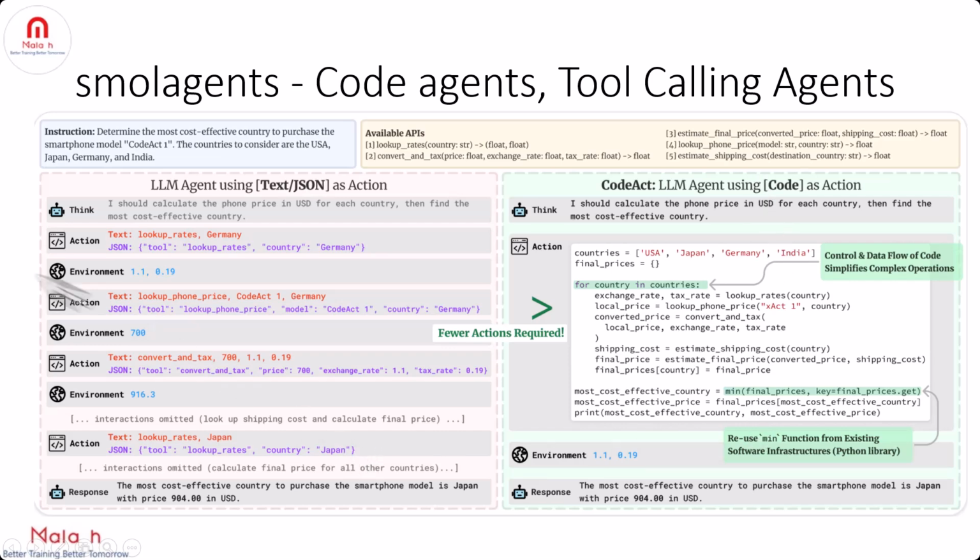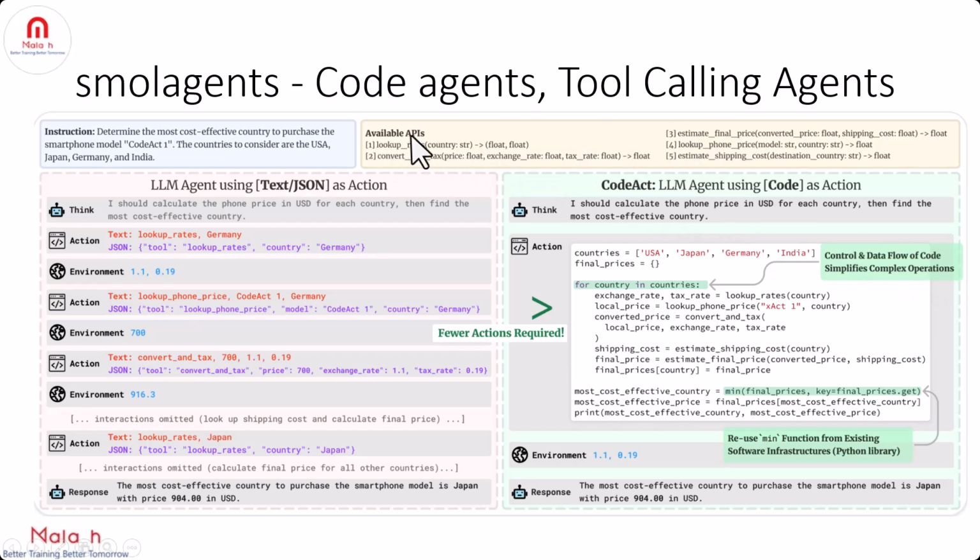For example, the agent's task is to determine the most cost-effective country to purchase the smartphone model, CodeAct 1. The countries to consider are the USA, Japan, Germany and India. So this is what we want our agent to do. Now let's see how the agent will perform by using tool calling agents versus code agents. To perform this action, we need to provide the required tools to the agent. So these are the tools.